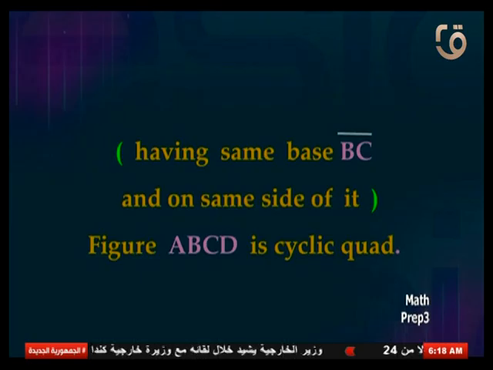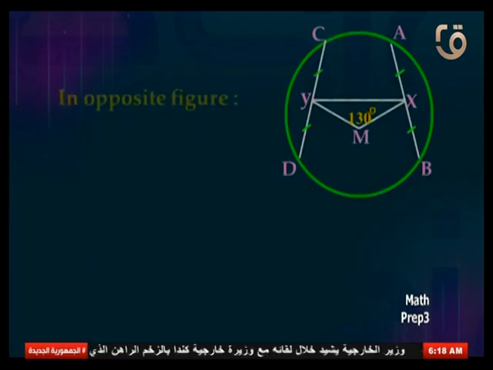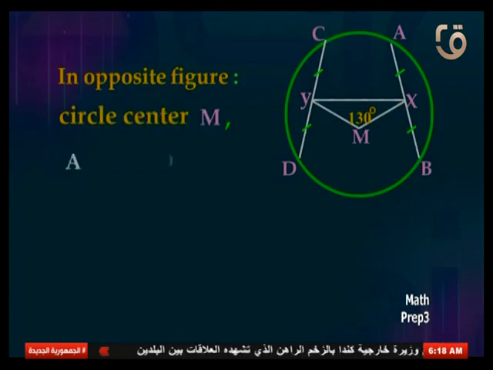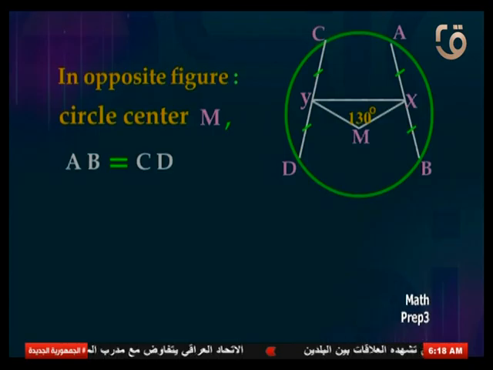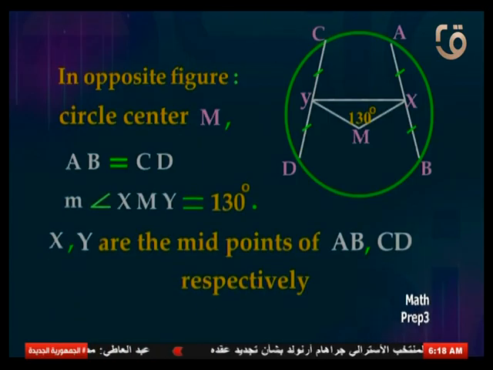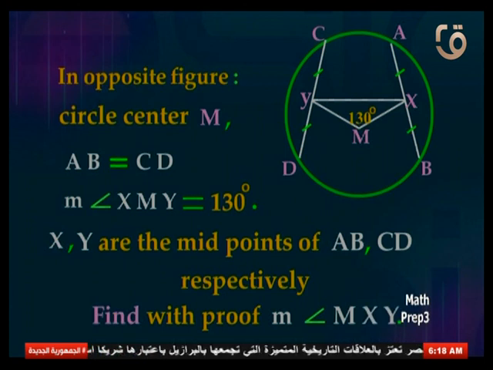Another example, in the opposite figure, circle center M, AB equals CD, measure angle XMY equals 130 degrees. X and Y are the midpoints of AB and CD respectively. Find with proof measure angle MXY.